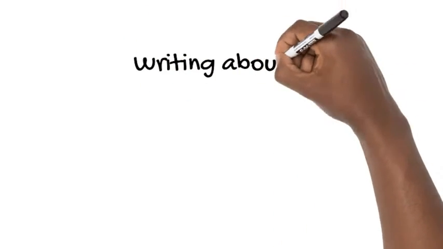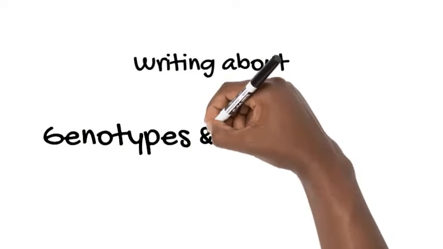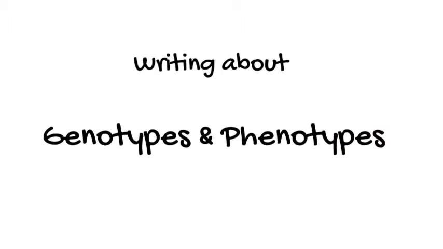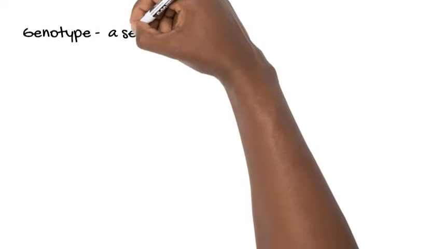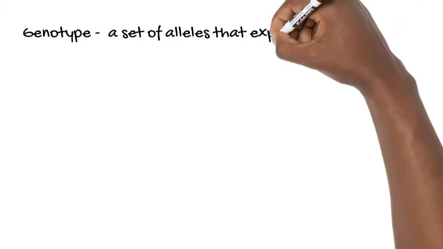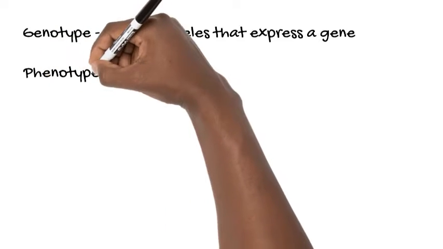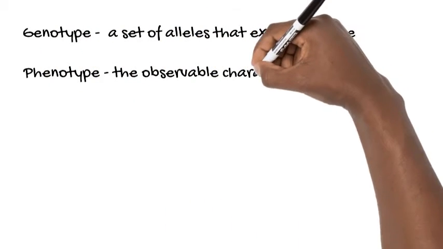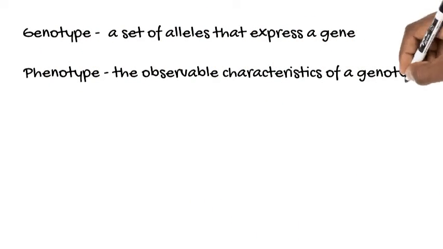Hey everybody, let's take a little minute and make sure we know how to write about genotypes and phenotypes. So just to refresh our memories, when we talk about genotypes, we're talking about a set of alleles that express a gene. Phenotypes are the things we can see, observable characteristics of the genotype.